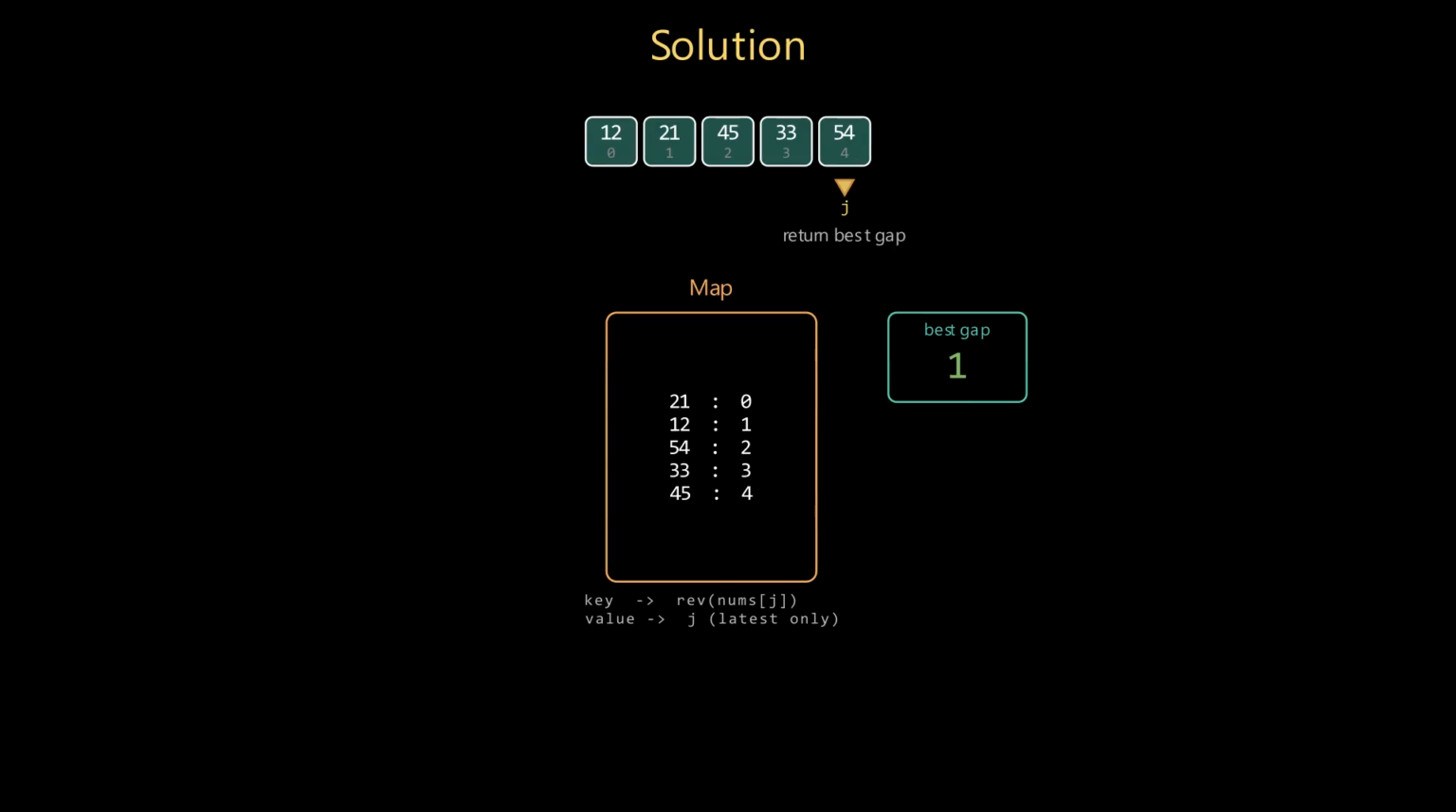After the last index, the value in the best gap box is the answer. Here it is 1. If no lookup ever improved it from infinity, you would return -1.